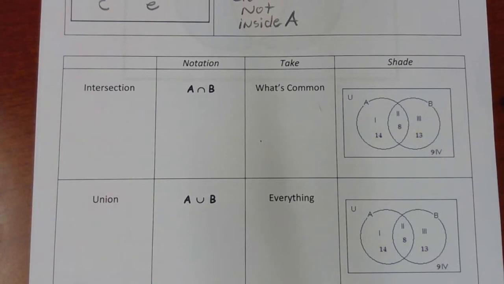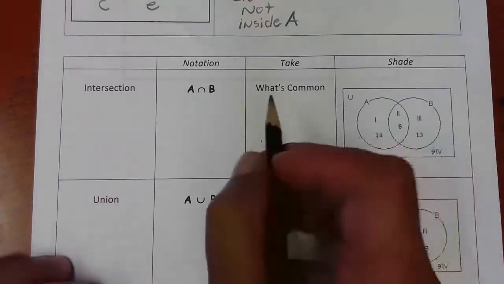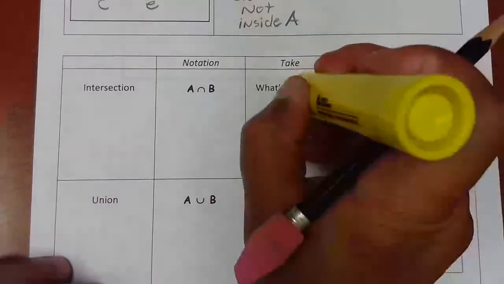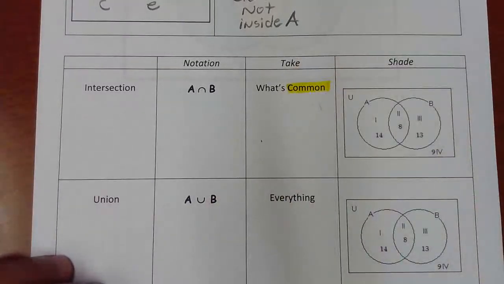Okay, intersection. You probably remember being exposed to these set symbols. These are symbols that we go over every time we talk about sets. Intersection, this is the definition right here. What do the sets have in common?